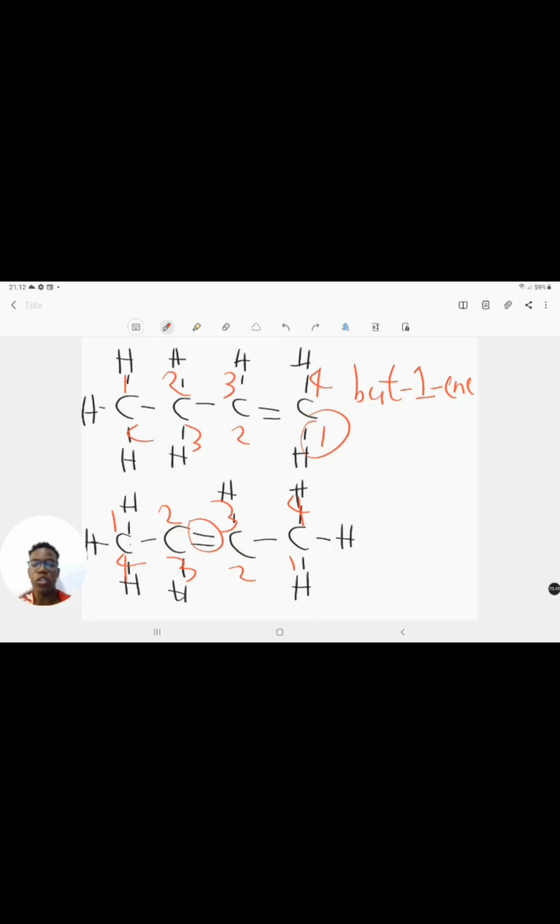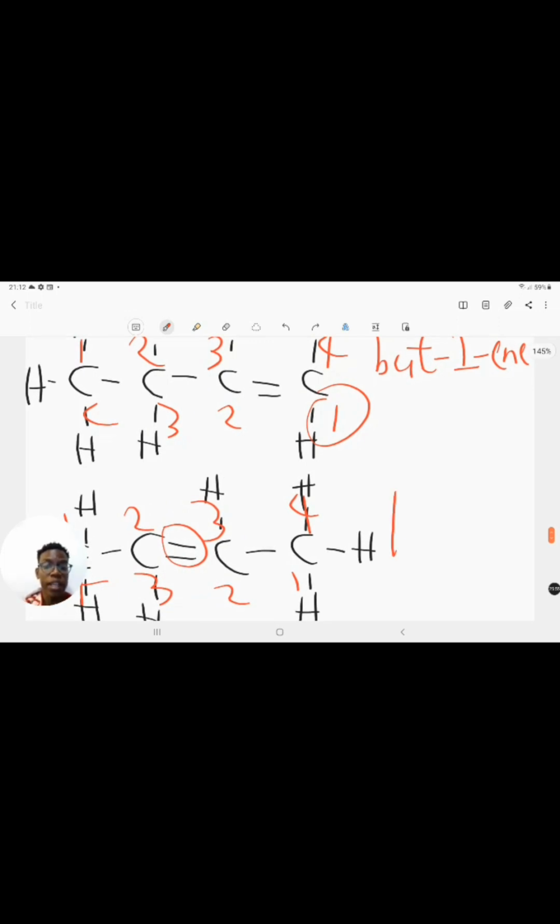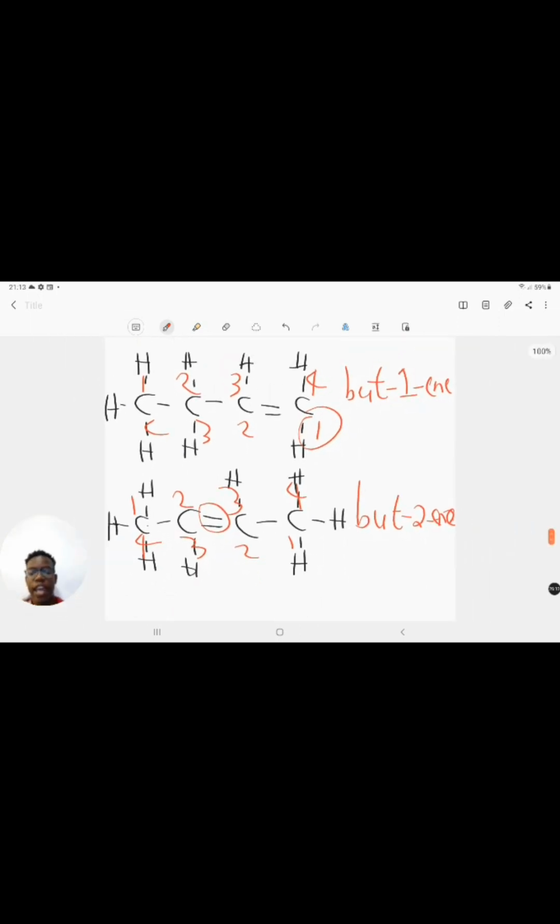Doesn't matter which direction you go from. The smallest number is 2, right? Because this number is 3 and that number is 3, and 3 is bigger than 2, so you can't use 3. You must use 2. So the name of this compound is, it's still butene, but you split the name and the surname with but, and then you say 2 to represent the second carbon, okay, and then you say ene, 2-butene, like that, okay, and that is the name of your compound.